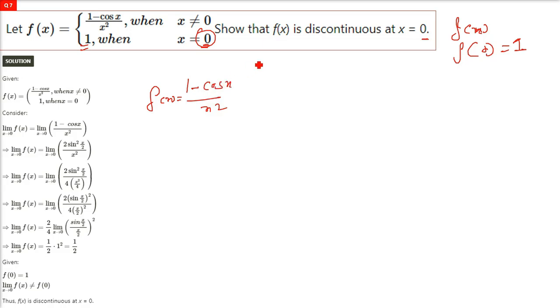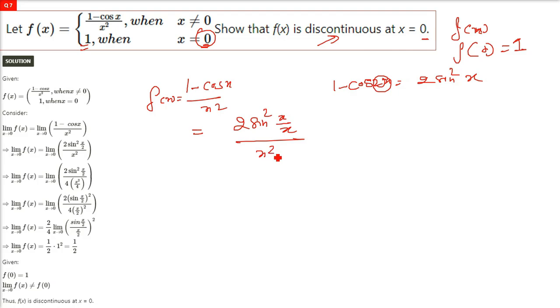We know that 1 minus cos 2 theta is 2 sin square theta. So 1 minus cos x is 2 sin square x by 2. Just write it as 2 sin square x by 2, and since we have a proper formula like this, the denominator is x square.